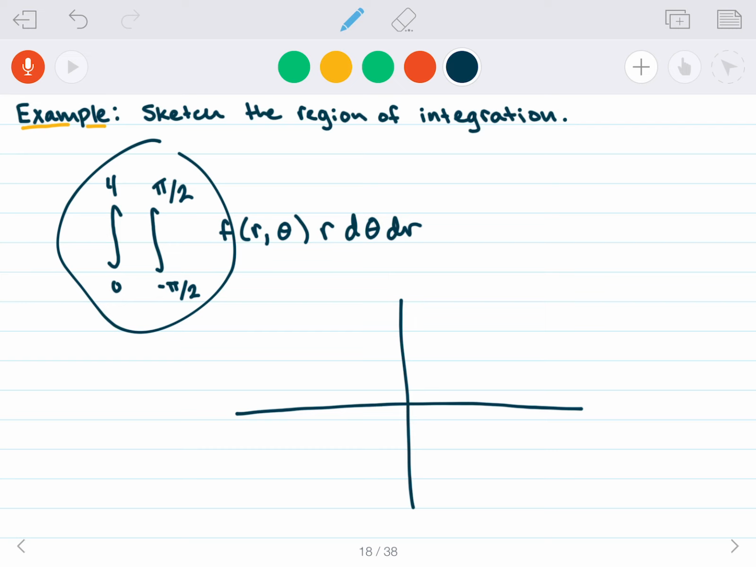Well, for theta, I'm going from negative pi over 2 to pi over 2, right? Theta comes first. And then for r, I'm going from 0 to 4. So that's going to be the semicircle with radius 4. My r is equal to 4. And we can shade all of this region. So this is my region of integration.